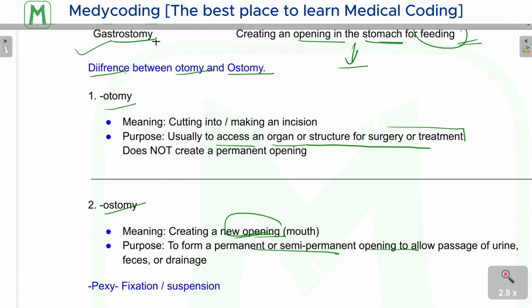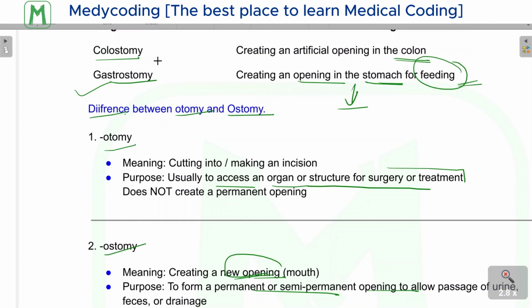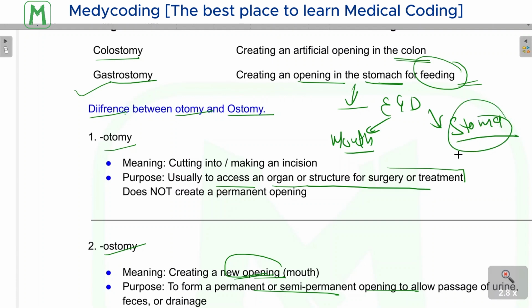If you code for EGD, then there are two codes based on approach. If entered through the mouth, that is the natural opening, and the other will be through a stoma, meaning an artificial opening.